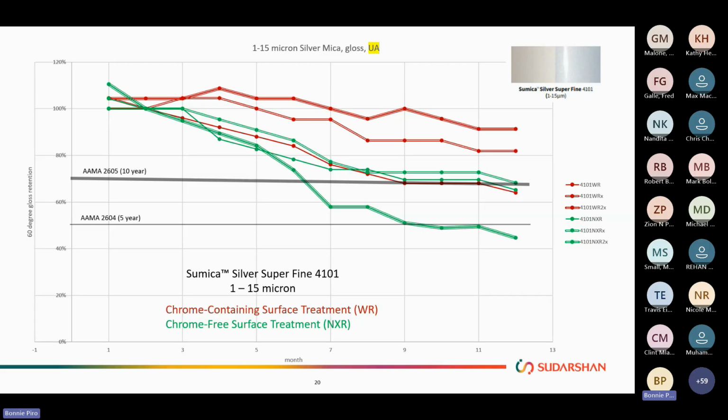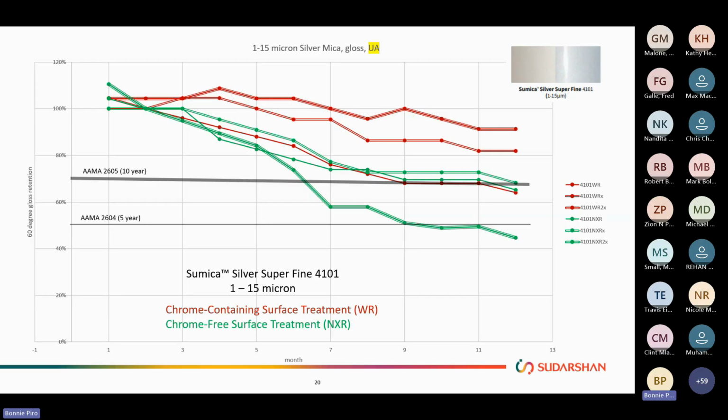The data is from the ultra accelerated weathering that we've done, which is about 1 month is about equivalent to 1 year in Florida. And so we can see that there's definitely a chemistry difference. The green is the chrome-free surface treatment chemistry, while the red lines are the chrome-containing. And then the thickness of the line dictates how much of the chemistry is added onto the particle itself.